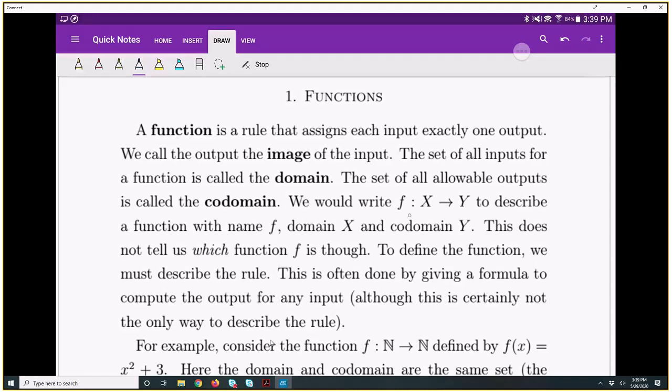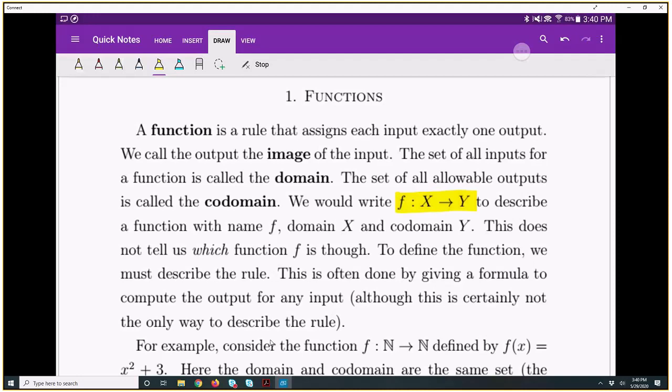We would use this notation, f from x to y, to describe a function that is named f with domain x and codomain y. So you'll read this as f is a function from x to y. But this doesn't tell us which function f is. In order to know which function f is, we should define or describe a rule.